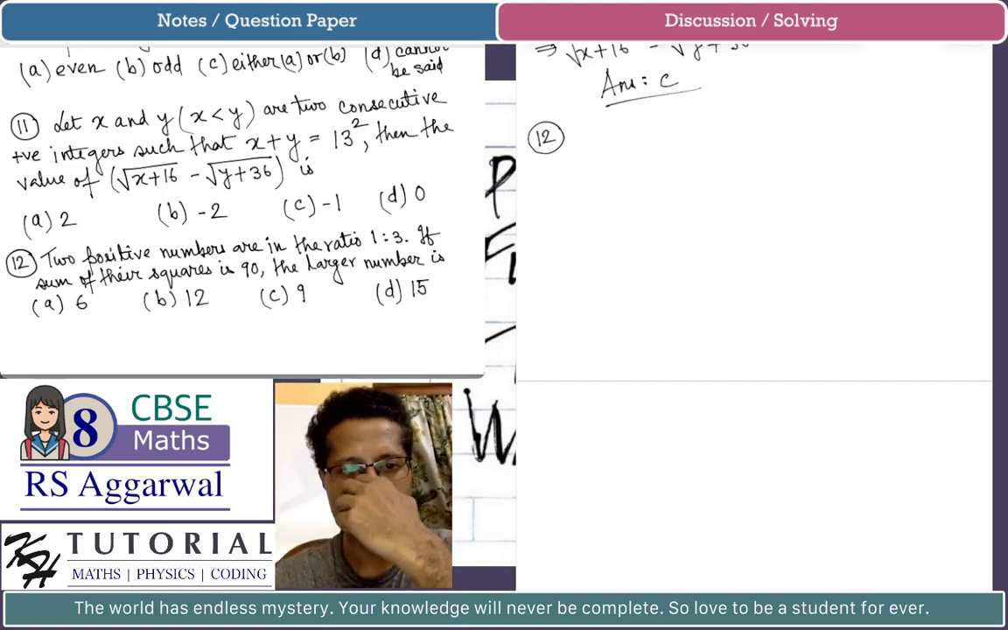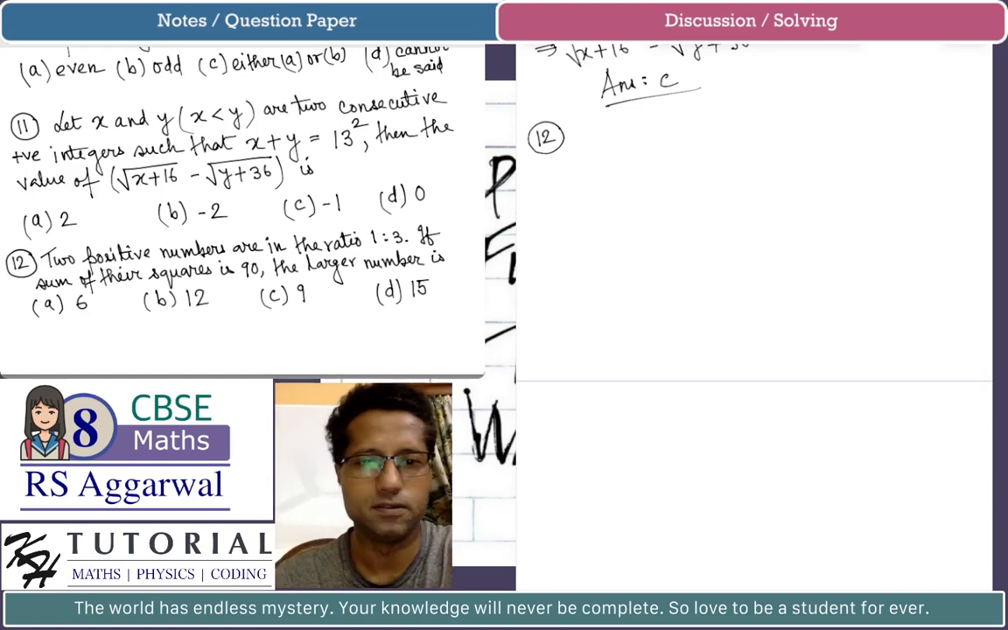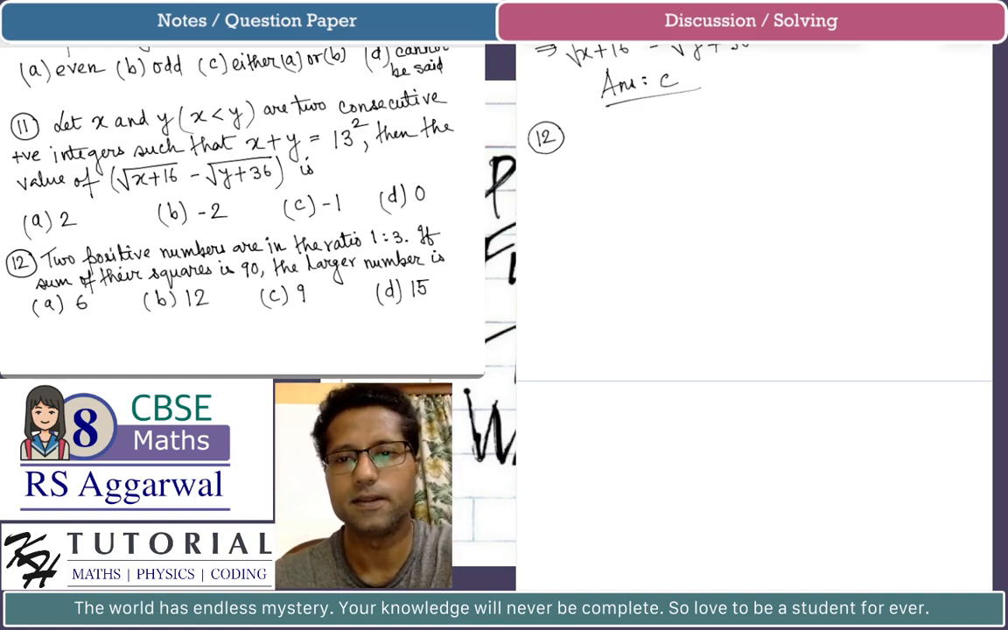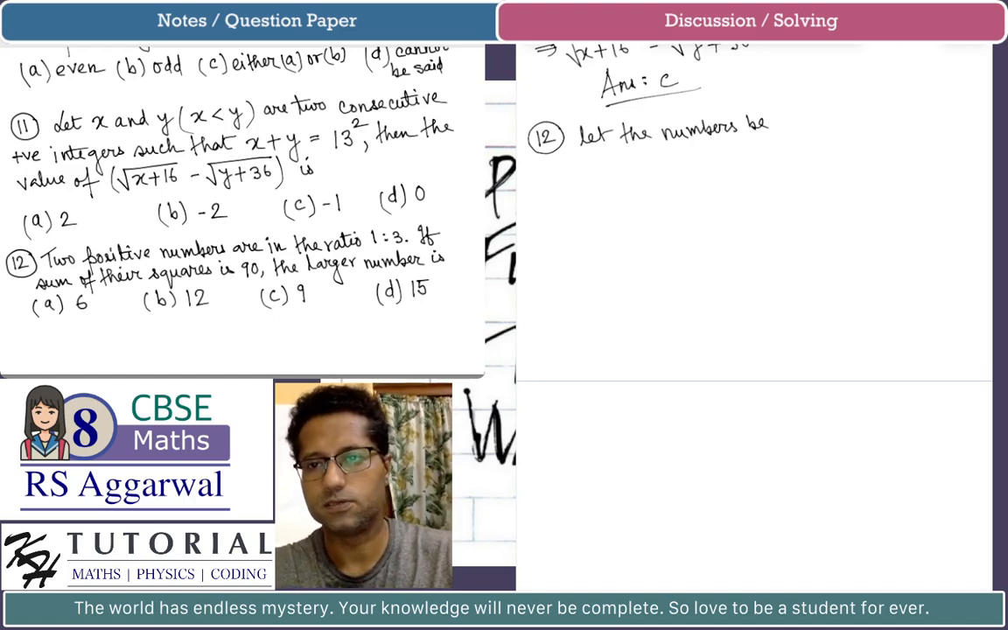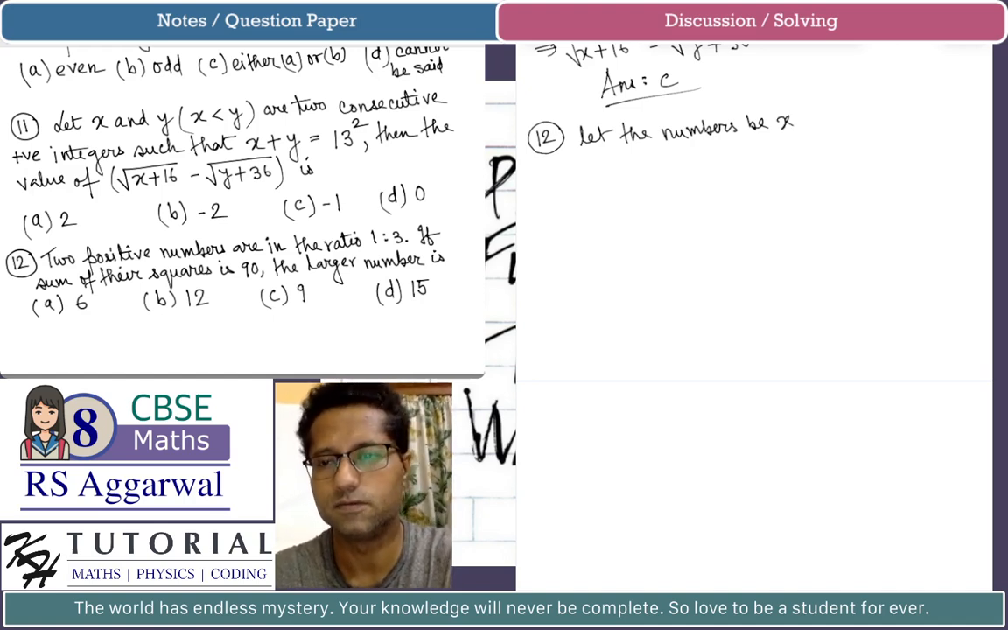So if the sum of the squares is 90, this is a very typical problem of ratio and proportion. We usually solve this problem by assuming the numbers in terms of the given ratio. Since the ratio of the two numbers is 1:3, the numbers we assume will be x and 3x.